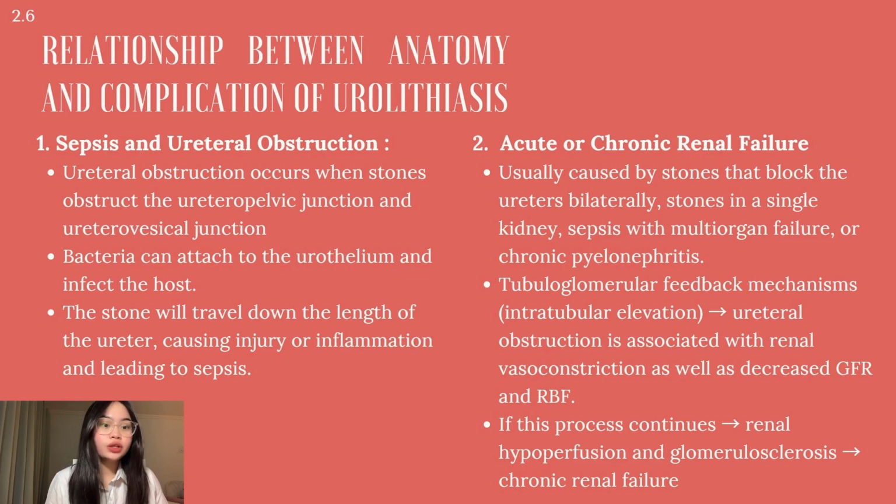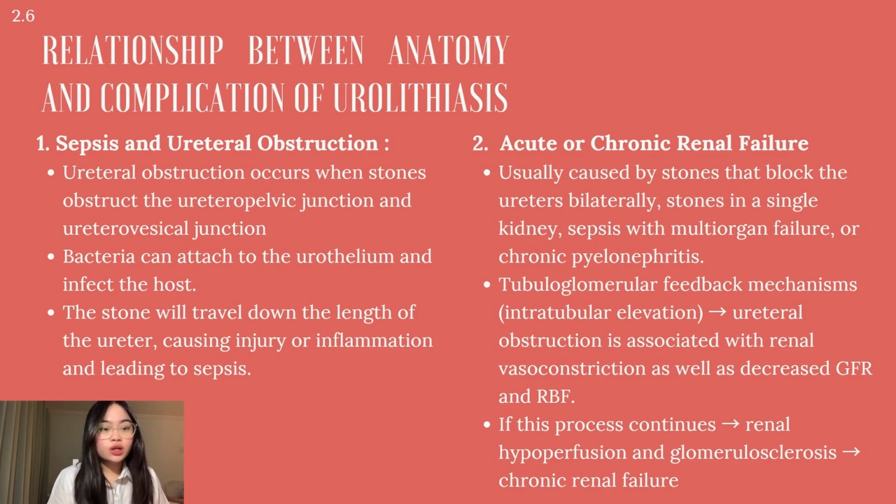Urolithiasis can lead to a variety of complications if it's not treated promptly or completely. A few examples. The first one is sepsis and ureteral obstruction. Ureteral obstruction occurs when the stone obstructs the ureteropelvic junction and ureterovesical junction. Obstruction will give the bacteria the opportunity and time they need to attach to the urothelium and infect the host. Furthermore, the stone will travel down the length of the ureter, causing injury or inflammation and leading to sepsis.